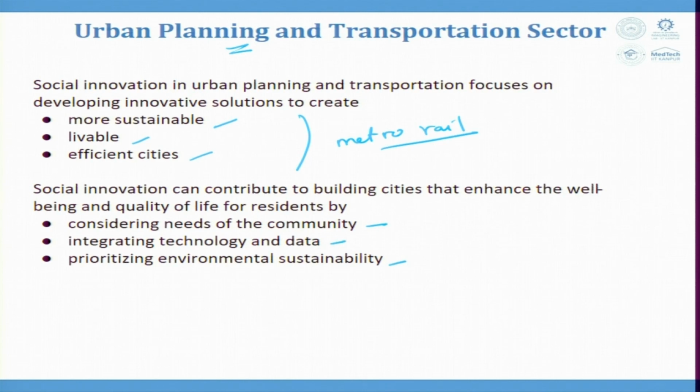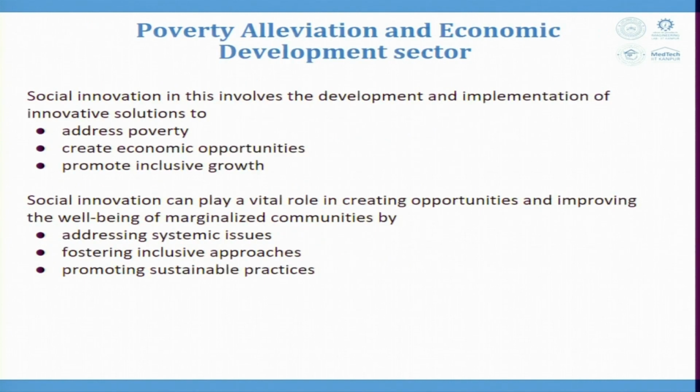So, all these things are part of social innovation towards the urban planning and transportation sector. So, considering needs of the community, integrating data, prioritizing environmental sustainability. Then the poverty alleviation and economic development sector.